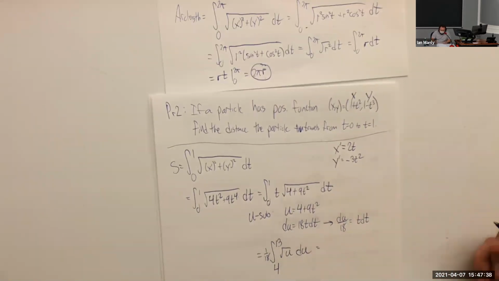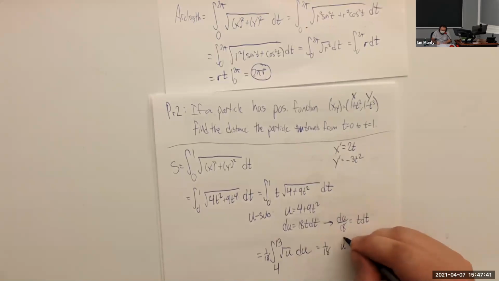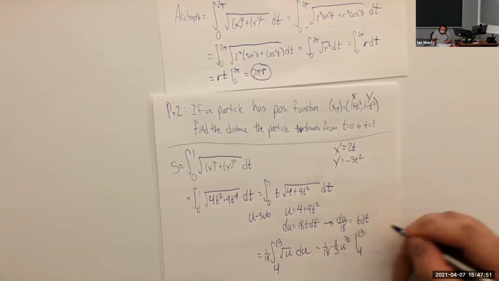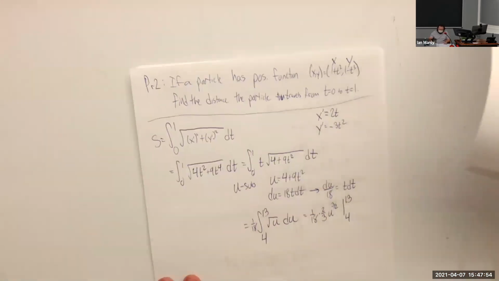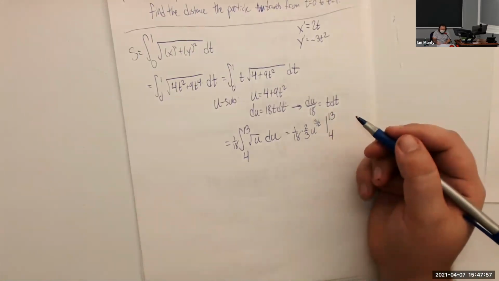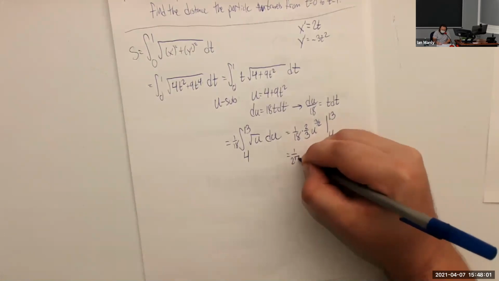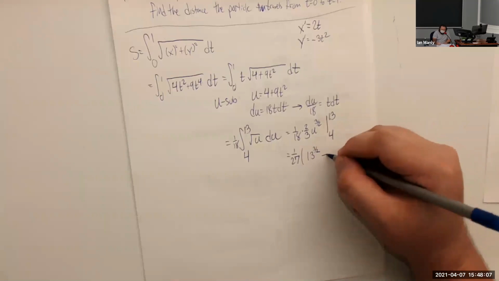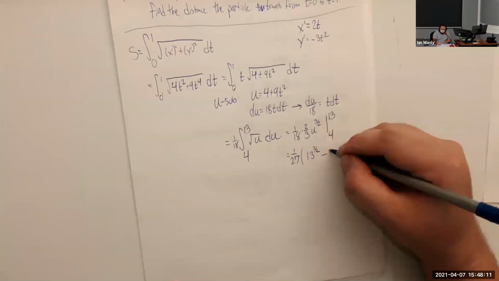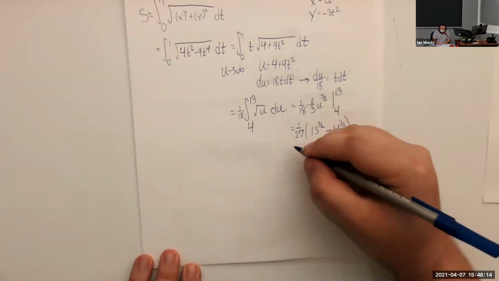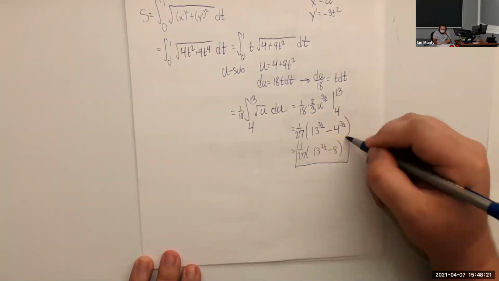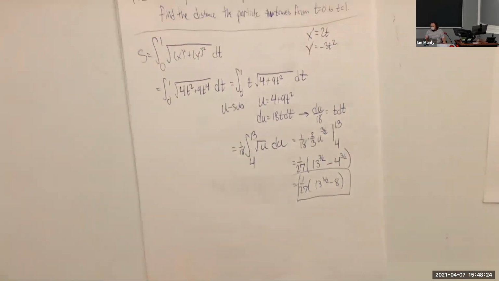Well, this is just a power rule now. So I raise this to be u to the 3/2, and then I divide by 3/2, which is multiplying by 2/3. This goes from 4 to 13 right here. 2/3 times 1/18 is 1/27. And then we have 13 to the 3/2, and then we subtract 4 to the 3/2. But 4 to the 3/2 is another way of saying 8. So we have 13 to the 3/2 minus 8, all over 27. So we have kind of a bizarre number here, but that ends up being our arc length for this one.